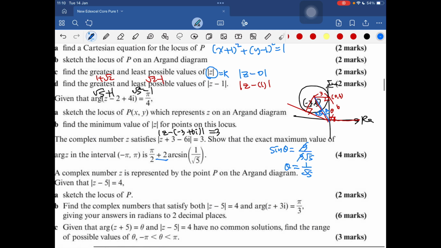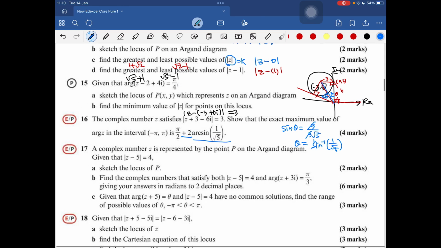So 2 theta means 2 arc sine. Oh no, I mean sorry. Here, theta is arc sine 1 over square root of 5. So here 2 theta is 2 arc sine of 1 over square root of 5.